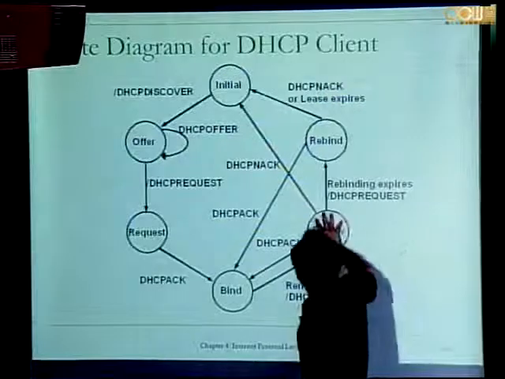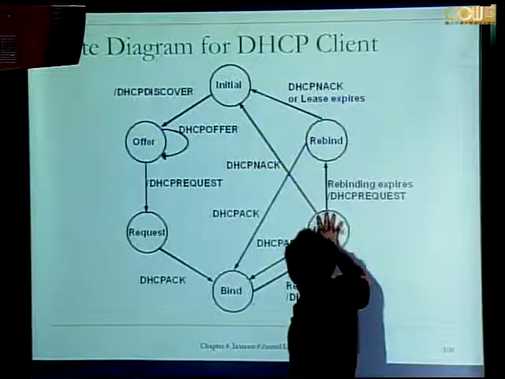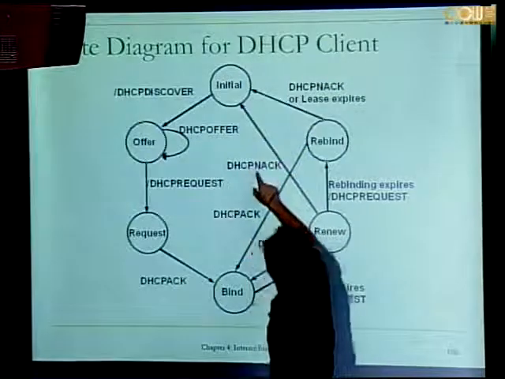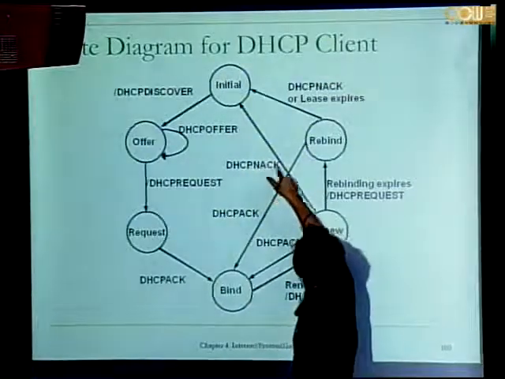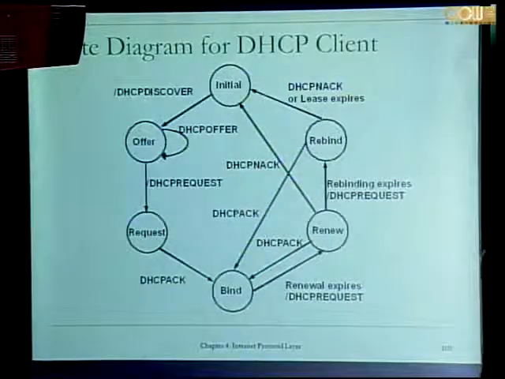If you don't need the IP address anymore, then you send DHCP NAK. This is NAK, negative ACK. So then you return to the initial state.